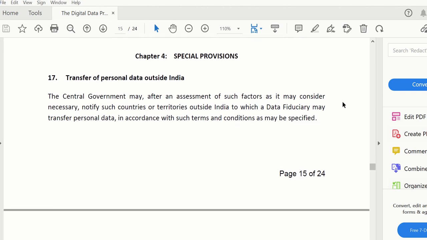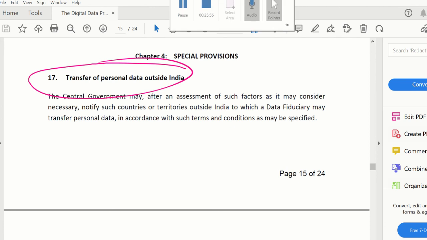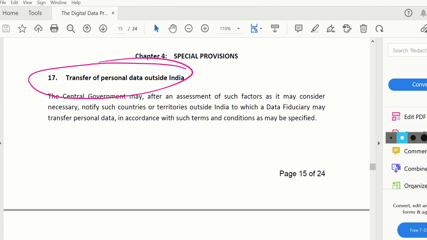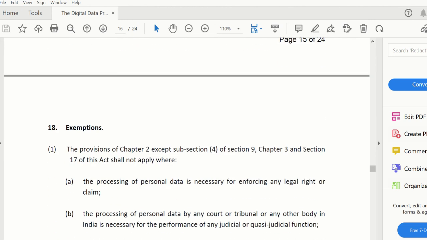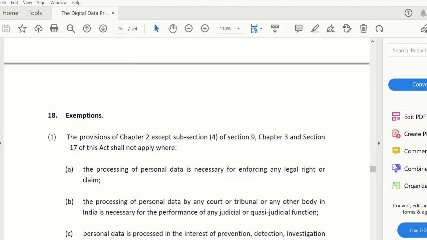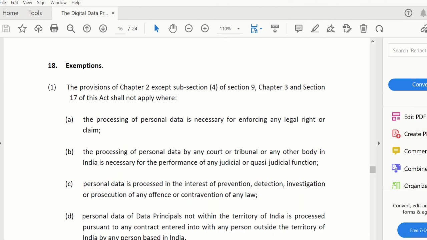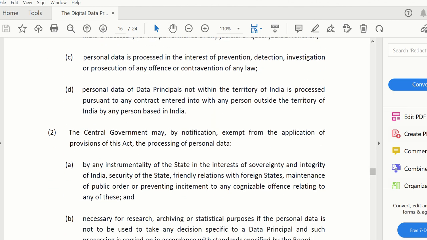Now, if we are sharing any personal data outside India, the central government, after an assessment of such factors as it may consider necessary, notifies such countries or territories outside India to which the data fiduciary may transfer the personal data, in accordance with terms and conditions. There are various terms and conditions that have been identified, and according to those, we can send the personal data outside the territory of India.